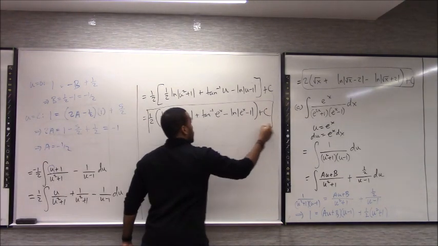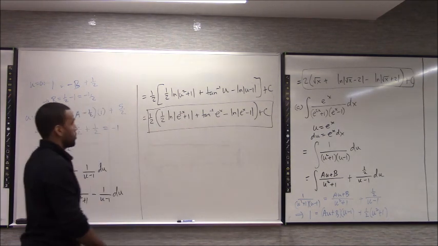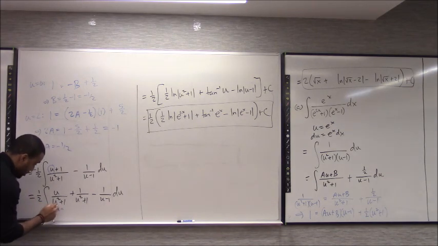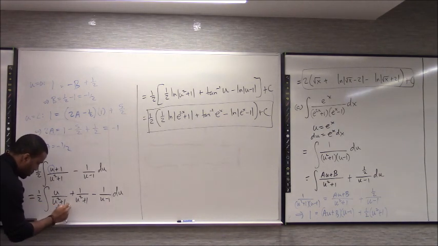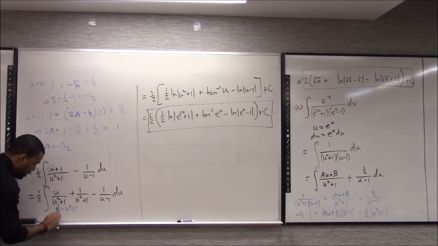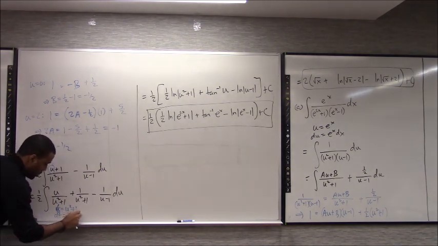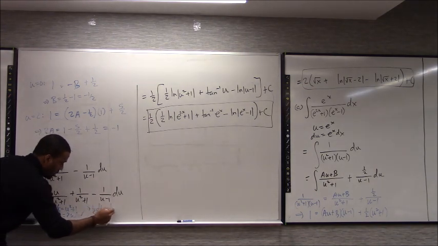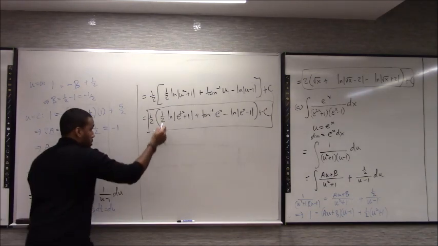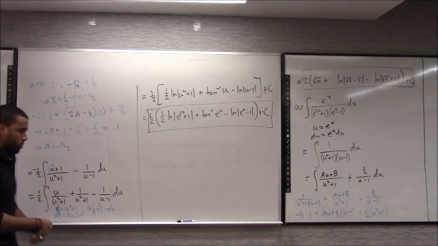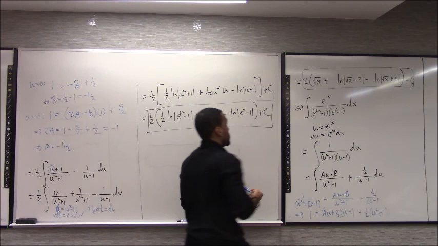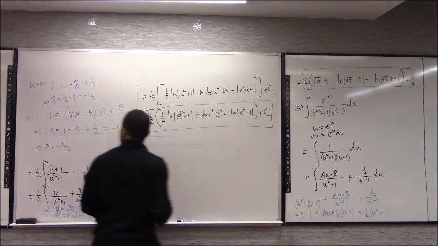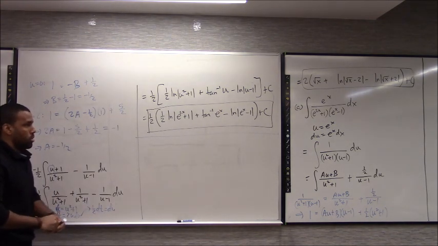How do you get the half again? Not the first half, the half inside. Substitution. t equals your u squared plus 1. Your dt is going to be 2u du, which means that 1/2 dt is going to give you the du. That 1/2 is the 1/2. So that's that one.